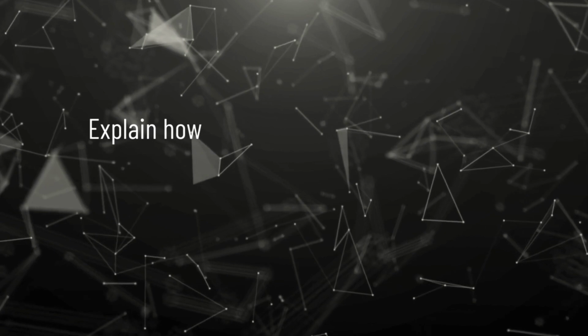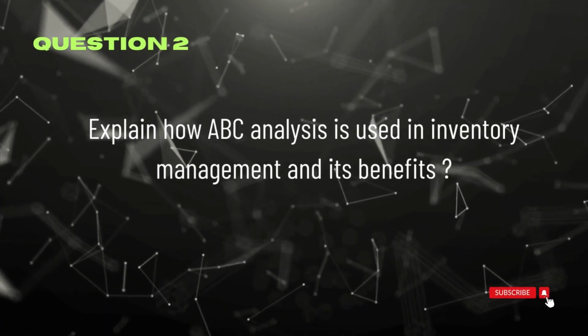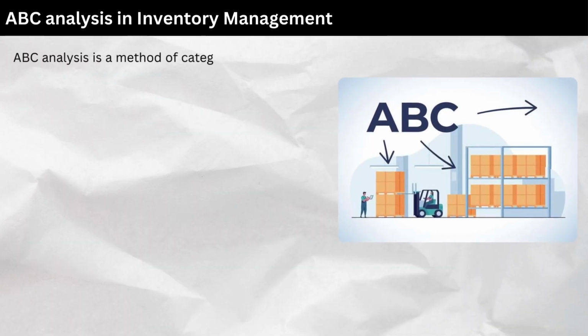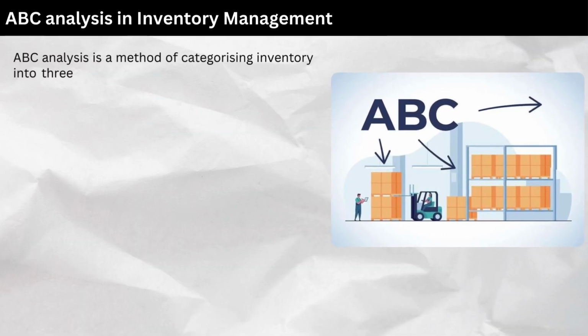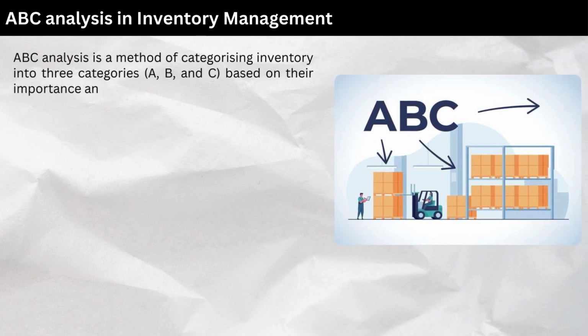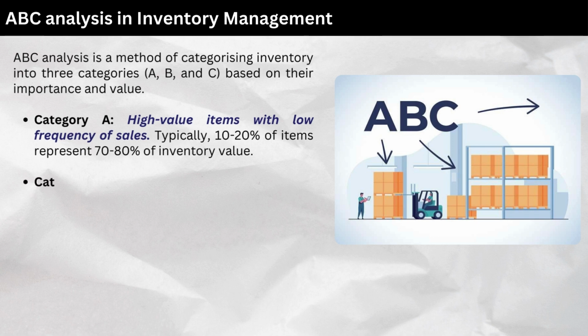Question 2. Explain how ABC analysis is used in inventory management and its benefits. ABC analysis is a method of categorizing inventory into 3 categories, A, B, and C, based on their importance and value. Category A, high-value items with low frequency of sales. Typically, 10 to 20% of items represent 70 to 80% of inventory value.